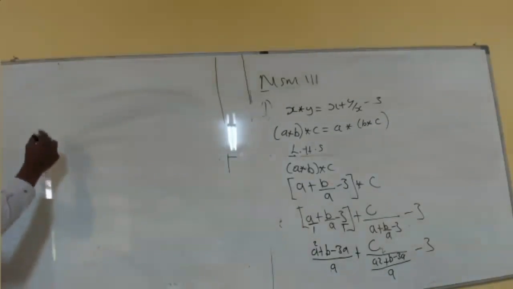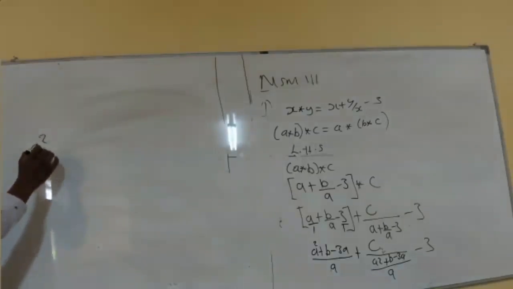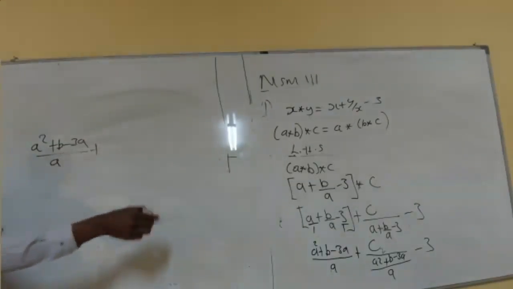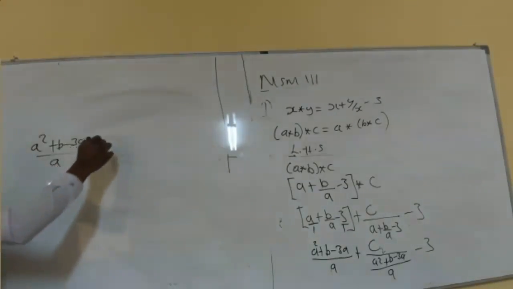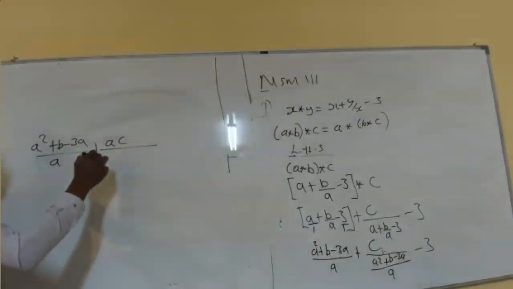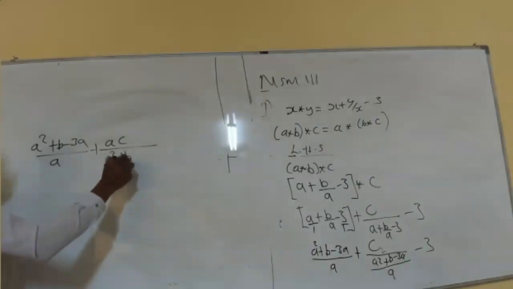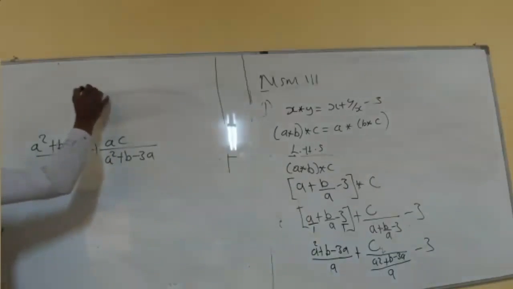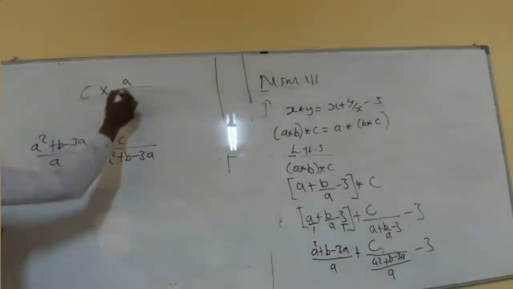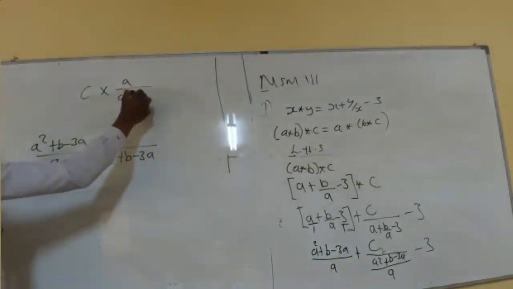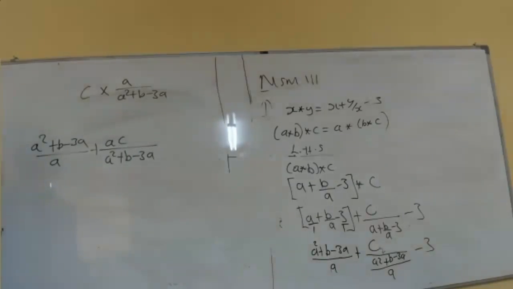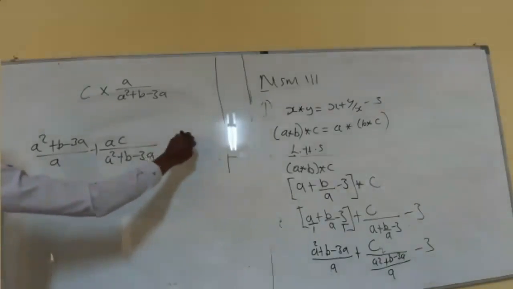Then the second one will flip. So we have A squared plus B minus 3A over A, because of division of fractions, it will flip, it becomes multiplication, so it's AC over A squared plus B minus 3A. So what I've done is, the second part was the same as C multiplied by A over A squared plus B minus 3A, right? So this is where we're getting the AC over A squared plus B minus 3A. It's like I've just flipped it. Then we're subtracting A minus 3 there.